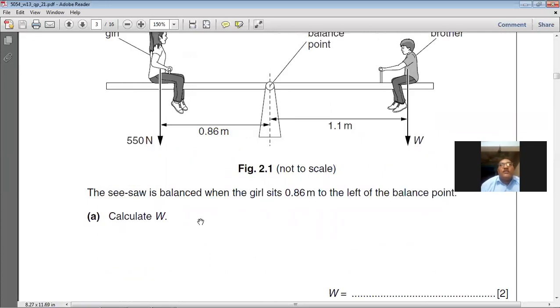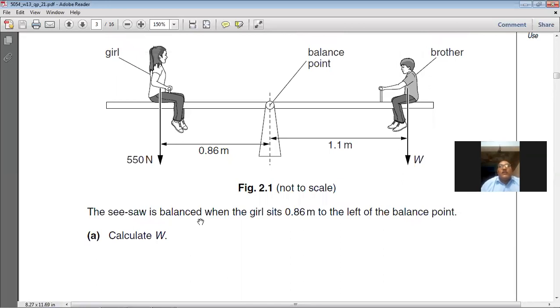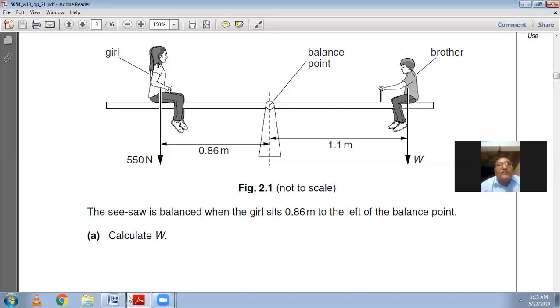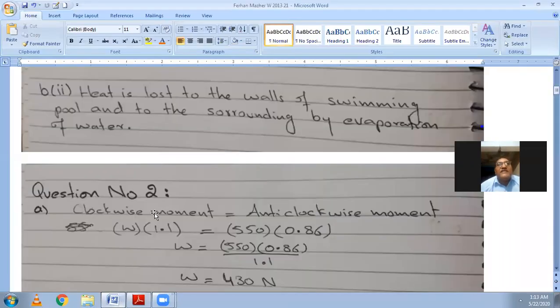From this figure, I can tell you that because the whole thing is in balance, the clockwise moment is equal to the anti-clockwise moment according to the principle of moments. So we will apply that, and the clockwise moment will be W multiplied by 1.1, and it will be equal to 550 multiplied by 0.86, and from there we can calculate the value of W. I have done this on paper. Let me show you that.